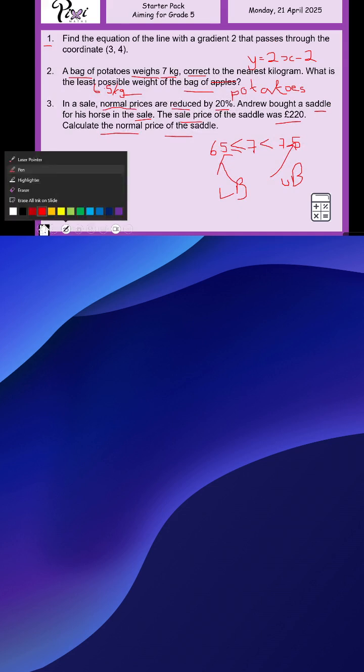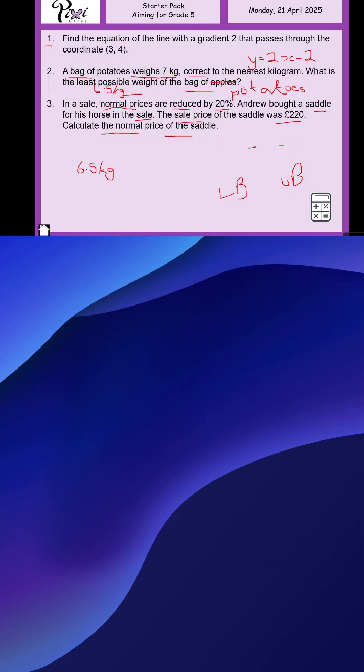So step 1, we're asked to work out the normal price. So work this out, guys. I'm going to call normal x. Something multiplied by 0.8 gives 220. Why is it 0.8, guys? Because a 20% reduction means I pay the remaining 80%, and 80% as a decimal is 0.8.